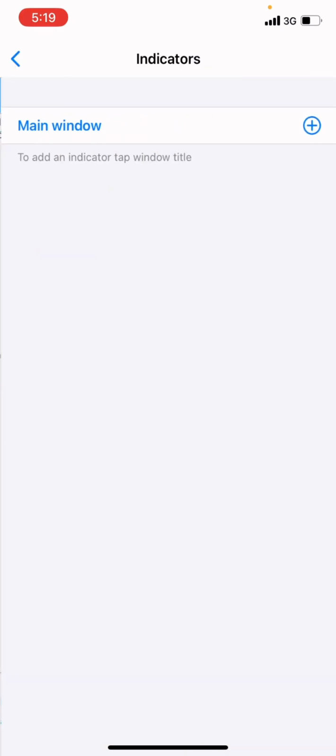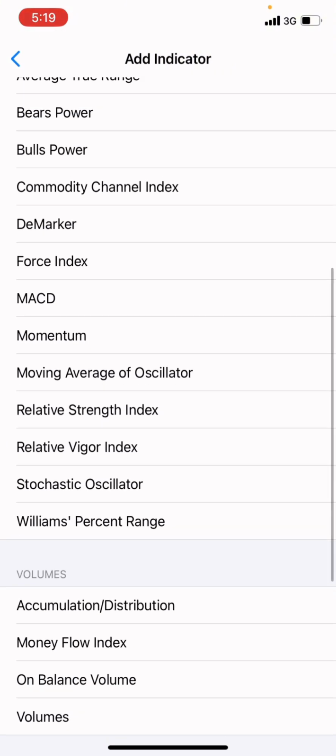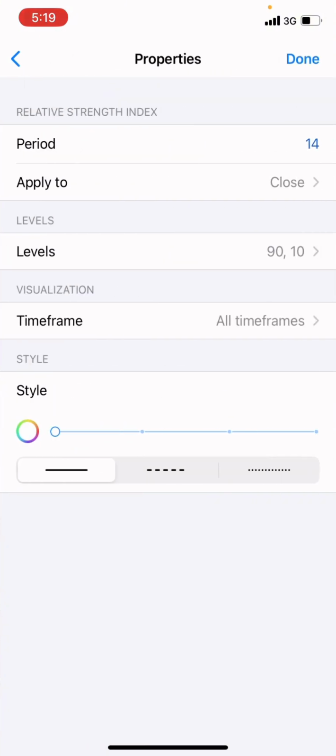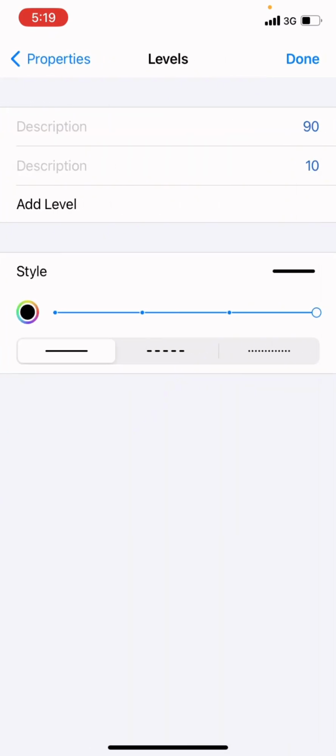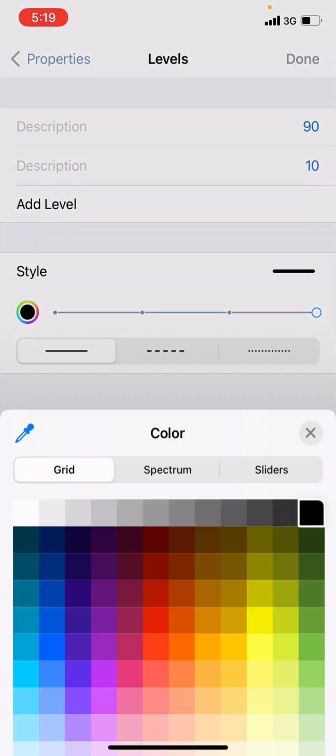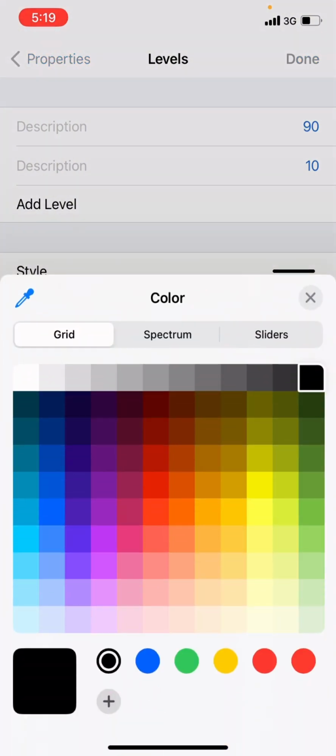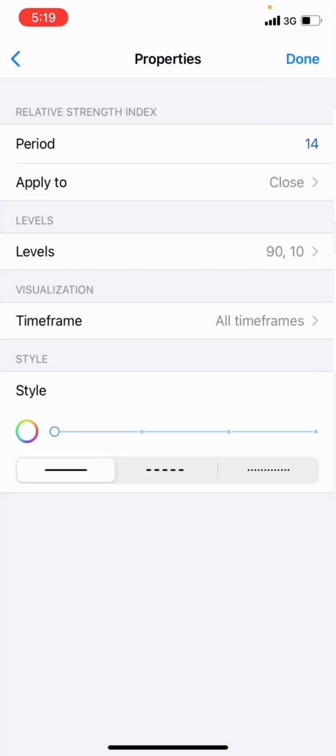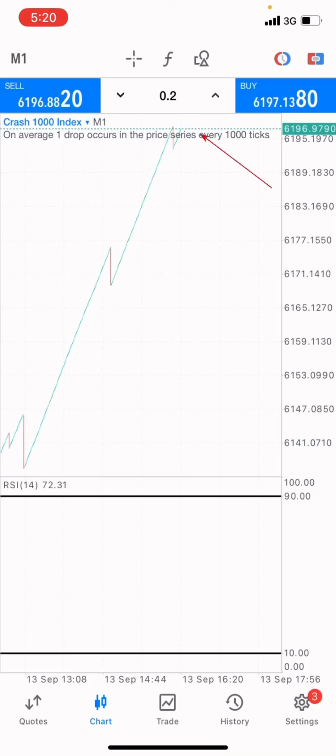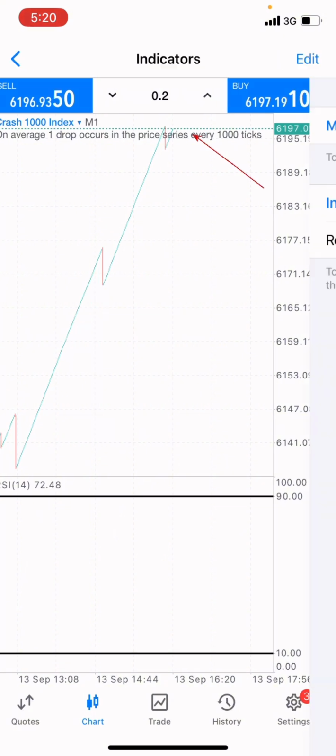So to confirm this successfully, we are going to add the RSI, the relative strength index indicator, on the period 14. We apply to close. The levels are going to be level 90 and level 10 on 4 pixels, color black, but you can use any color of your choice as long as you know what you are doing on the market. You click on done. All right, on the style right here, you put it on the color white on 1 pixel. You click on done. Now we just set the levels for the RSI, which is the level of 90 and the level of 10.